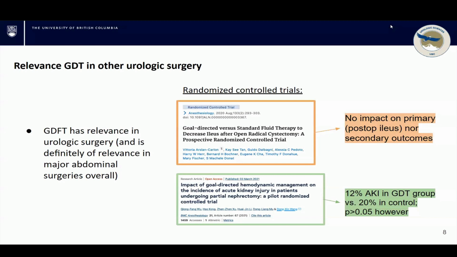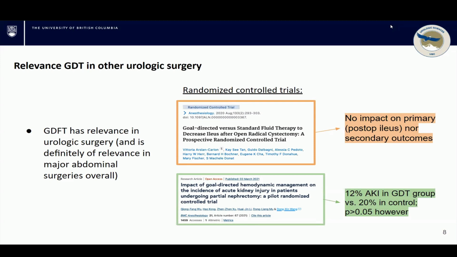What's the relevance of GDT in urologic surgery? Generally speaking, there are very few trials. We picked out two randomized control trials that provide the best evidence to date. One is in open cystectomy, looking to prevent postoperative ileus through goal-directed fluid therapy. So we have a fluid-restricted arm and a fluid-liberal arm. In this paper, published fairly recently in 2020, the fluid-restricted arm averaged about 1,800 cc's during the operation, and the fluid-liberal arm averaged about 4,800 cc's across the whole operation. So a fair difference, but there was no impact on postoperative ileus.